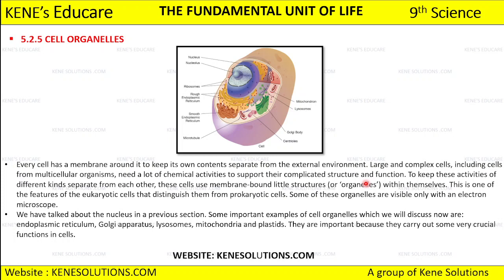And we have already discussed the nucleus, right? So the nucleus is also one of the cell organelles. When you are writing an answer, you can include the nucleus here as well. Okay, so along with the nucleus, we have some other important examples of cell organelles that we are going to discuss now. We have endoplasmic reticulum, Golgi apparatus, lysosomes, mitochondria, plastids. All the cell organelles are important because they carry out some very crucial functions in the cell. Okay.